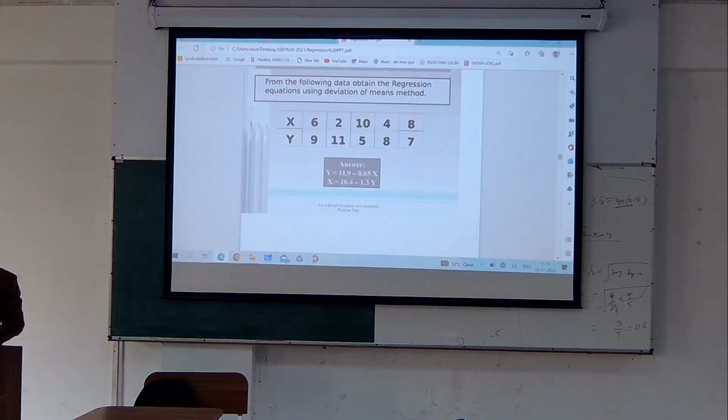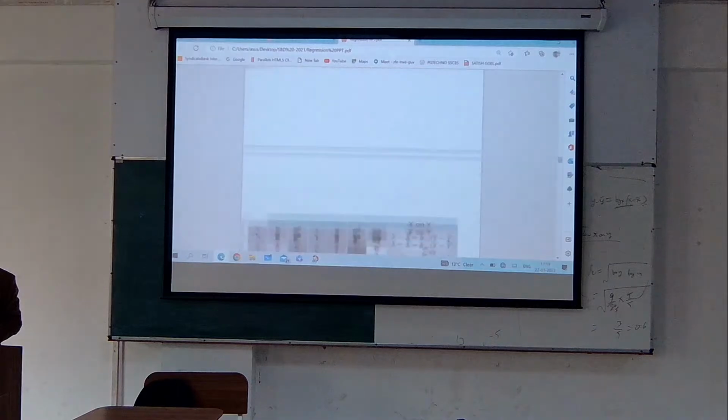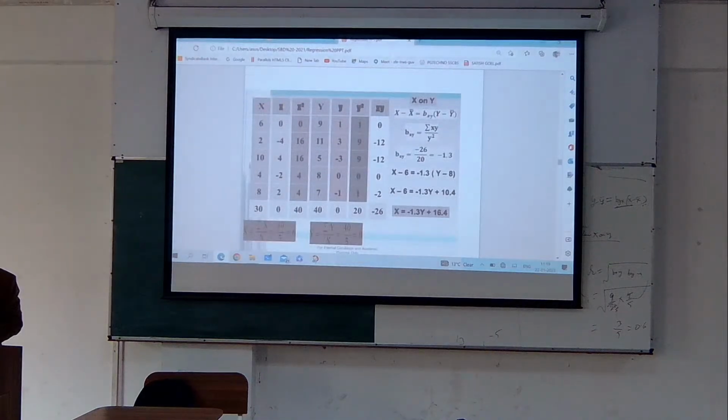So you can see this example is a simple example, you have to find both the lines of regression, y on x and x on y. So there is a difference, you can see, x on y and y on x. There are two lines of regression, using this formula, and this is the calculation of how you have obtained all these.